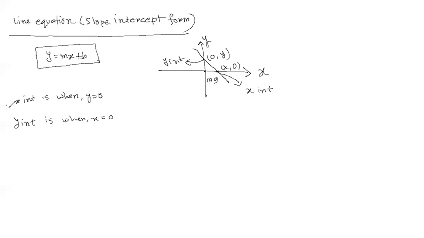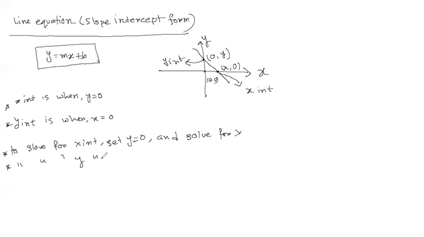To solve for the x-intercept and y-intercept, we use the same formulas. For the x-intercept, set y equal to 0 and solve for x. To solve for the y-intercept is just the opposite: set x equal to 0 and solve for y. Okay, sorry about my handwriting.